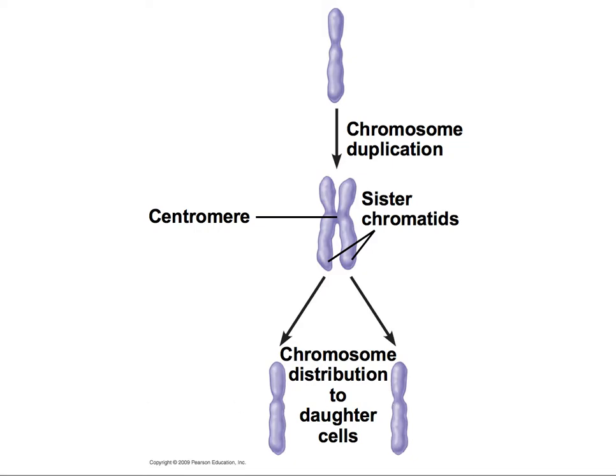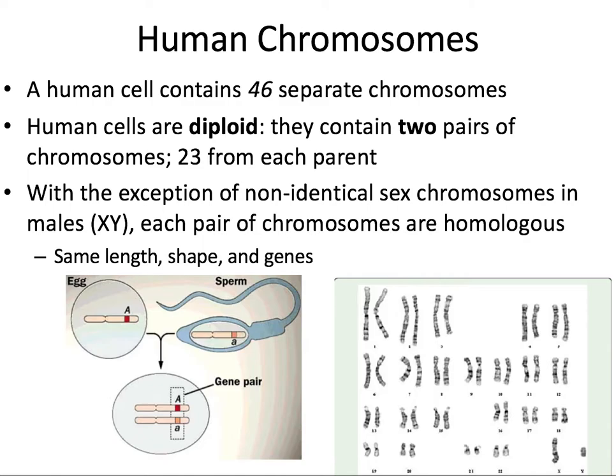So let's pause to talk about humans. Humans have their DNA in 46 pieces and 46 separate chromosomes. It turns out that humans are diploid, which means they have two sets. So they have 23 from one parent and 23 from the other parent. So 23 from mom and 23 from dad, reaching a total of 46 chromosomes. Now, all these chromosomes are in pairs, right? One from mom, one from dad.